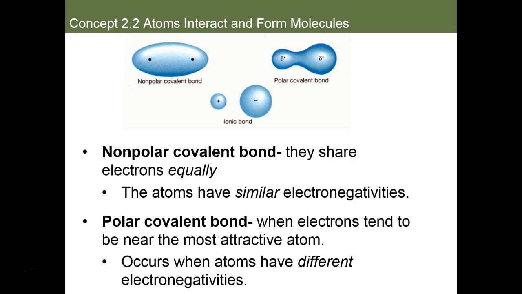A polar covalent bond is when electrons tend to be near the most attractive atom. This occurs when the atoms have different electronegativities. Notice the picture on the top right. The atom on the right in this pair has a bigger cloud, and you can see it is more negative. That is because it does not share electrons well with the other atom on the left. Since the atom on the left does not have the electrons as much as the one on the right, it's going to be slightly more positive.